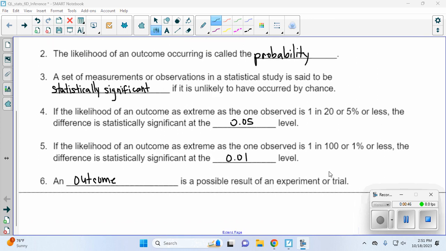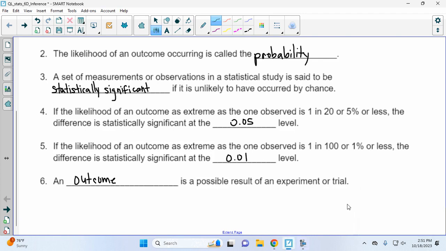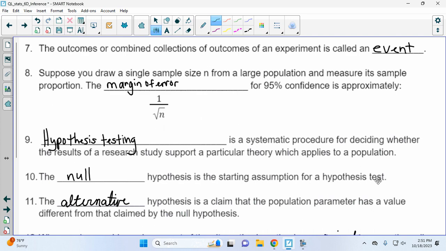If the likelihood of an outcome as extreme as the one observed is 1 in 20 or 5% or less, the difference is statistically significant at the 0.05 level. If the likelihood of an outcome as extreme as the one observed is 1 in 100 or 1% or less, the difference is statistically significant at the 0.01 level. An outcome is a possible result of an experiment or trial. The outcomes or combined collections of outcomes of an experiment is called an event.